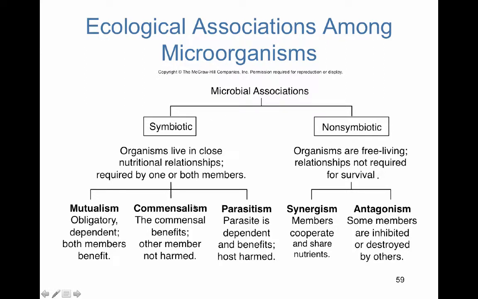So there are 3 types of symbiotic association. Symbiosis or symbiotic association is just a fancy word or way to describe 2 organisms that are living in close association with one another. And they are required by one or by both. So in mutualism, both are dependent, both benefit. Commensalism, the commensal benefits, the other member is not harmed. And then parasitism, the parasite is dependent and benefits, whereas the host is harmed.